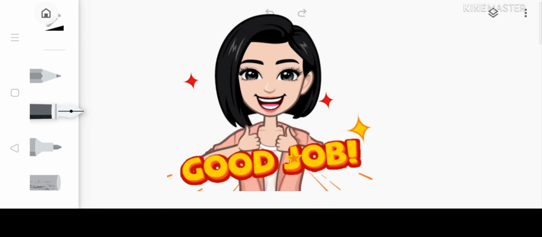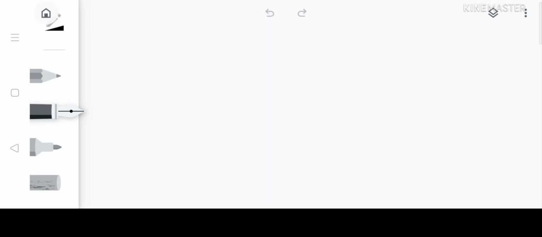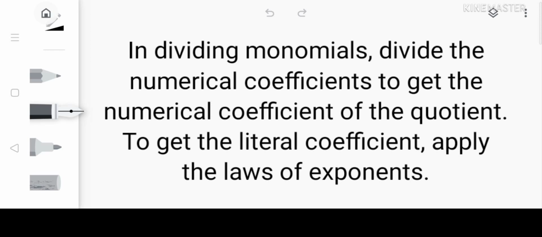Okay, good job. So proceed tayo in dividing monomials. So in dividing monomials, of course, we have to divide the numerical coefficient to get the numerical coefficient of the quotient. And then to get the literal coefficient, we have to apply the laws of exponents.